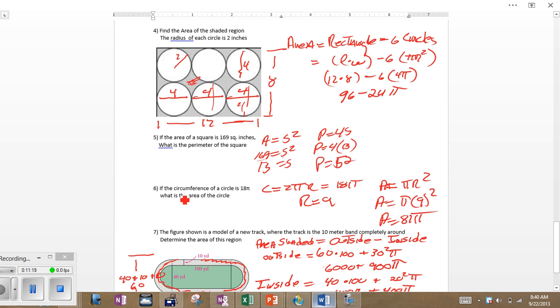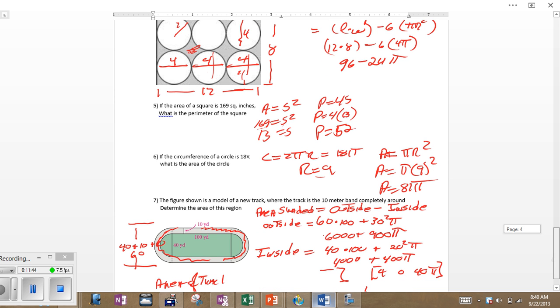Another one, very similar. The circumference of the circle is 18 pi. So circumference, which is given by formula 2 pi r, is 18 pi. We solve for r, we find r is 9. We want to know the area. The area is pi r squared. The radius is now 9. So the area is 81 pi. Leave it in terms of pi. This is the exact value.